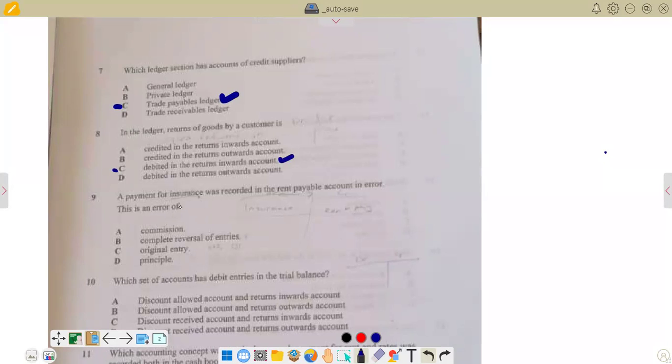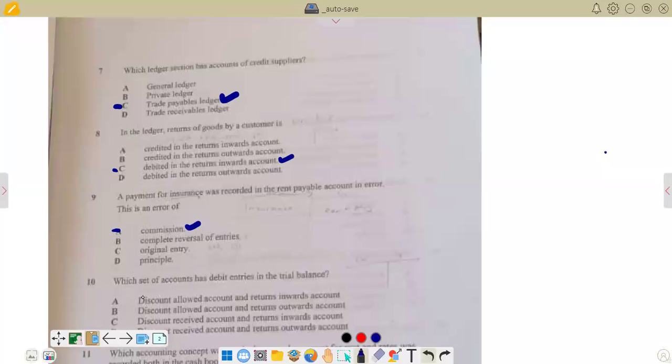Then we can move on to the next question, number 9, which is a payment of insurance was recorded in the rent payable account in error. Remember, insurance and rent payable are all expenses, so they are in the same class of accounts. When an error is made within accounts that are in the same class, we call it error of commission. But if they are of different classes, we call it error of principle. So number 9, the appropriate answer is A, which is error of commission.